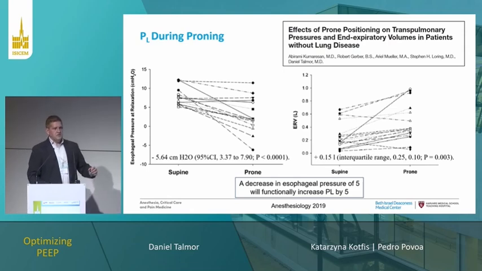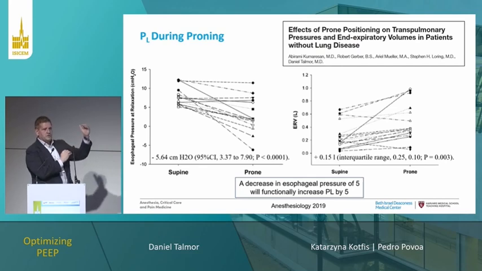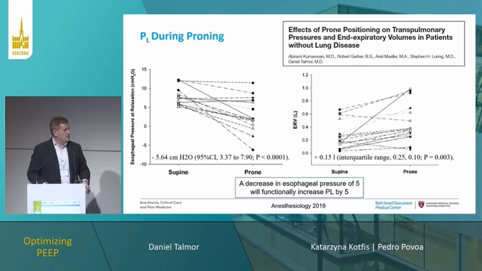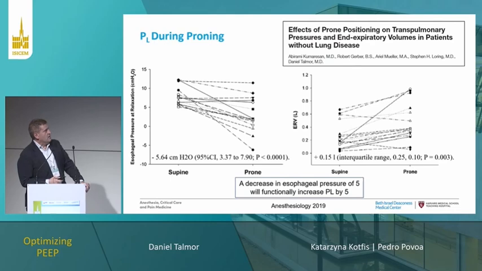Okay, so if the pressure in the esophagus, the surrogate for the pleural pressure, goes down, that means that the transpulmonary pressure goes up, because transpulmonary pressure is airway pressure minus esophageal pressure. So minus a minus is a plus, and you get an increase in transpulmonary pressure. In other words, when we prone a patient, functionally we're increasing the PEEP by 5, because that's what the esophageal pressure changes. Now, you may say, does the position of the esophagus change when we prone the patient?